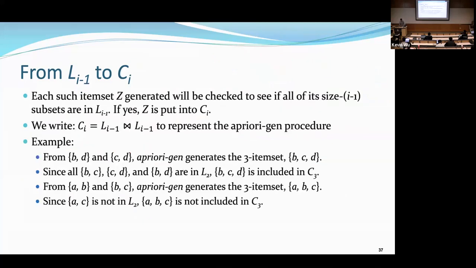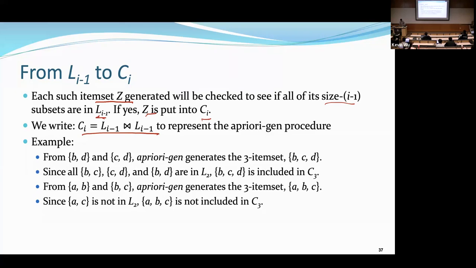However, before we put BCD into the candidate set C3, we have to do some more checking. Now, for each item set Z generated by joining, we will check to see whether all of its size i minus 1 subsets are in L i minus 1. And if so, Z is put into Ci. As I said, we write this to represent the apriori-gen procedure.